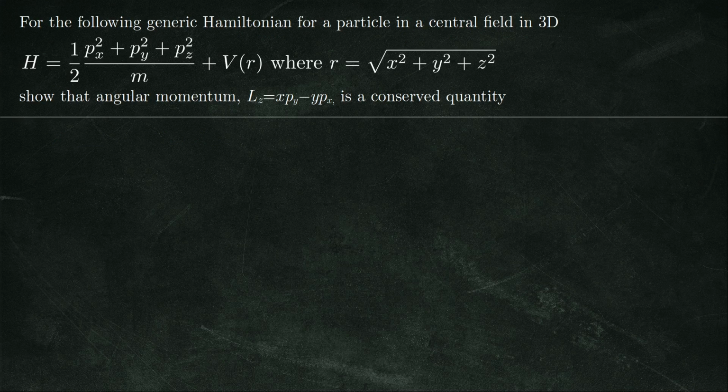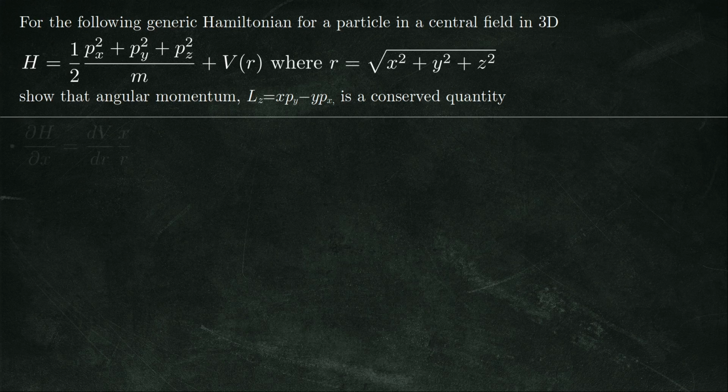Okay, for the next example, we want to show that for a Hamiltonian in a central field in 3D, angular momentum is a conserved quantity. And so what we want to do is compute the Poisson bracket between Lz and H. We're only doing this for Lz, but it would work exactly the same way for any of the other components of angular momentum.